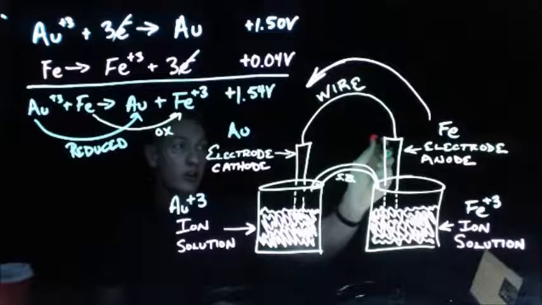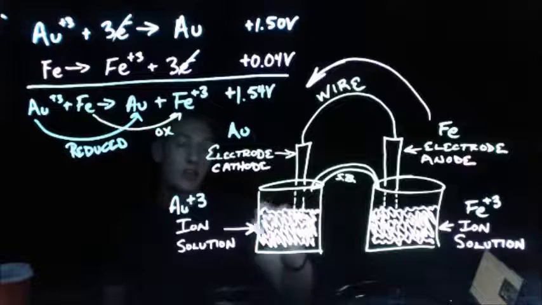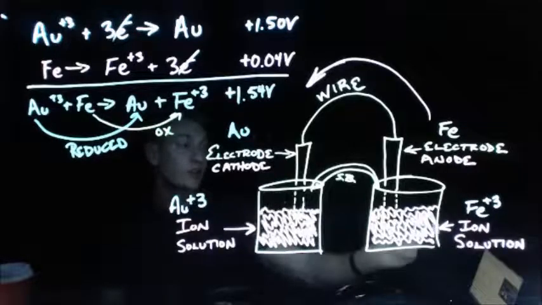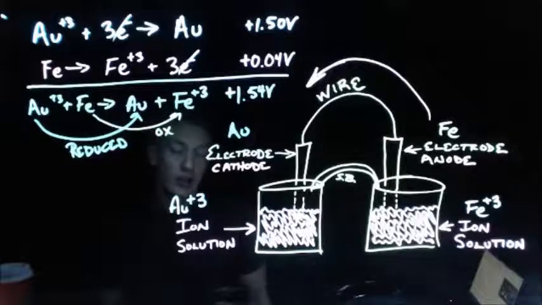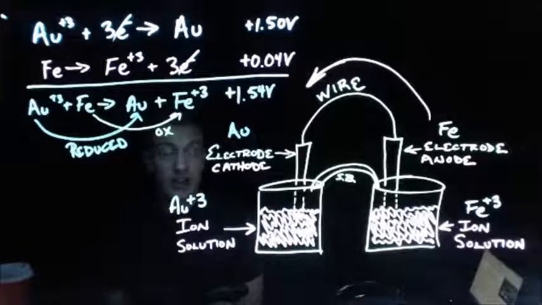So the anode is going to lose mass, the cathode will gain mass. The ion solution on the cathode side will become less concentrated, and the ion solution on the iron side will become more concentrated. So that hopefully answers all of the questions that anyone could ask about a voltaic cell.